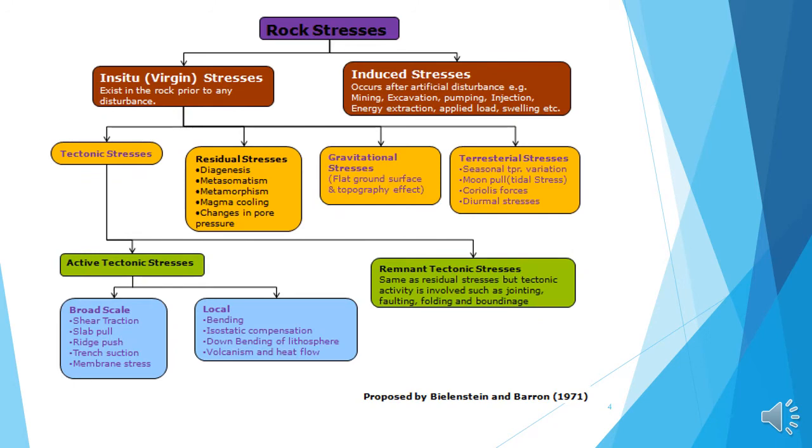Now we will look at the rock stresses that are present in a rock. Generally, there are two types of rock stresses. First is the in situ stresses that exist in the rock prior to any disturbances. It is the natural form of stress that is present in the rock. And the second one is the induced stresses, which are created after an artificial disturbance like development, excavation, pumping, or injection. So a redistribution of the stress occurs. This is the induced stress.